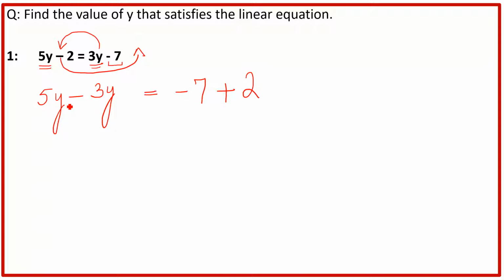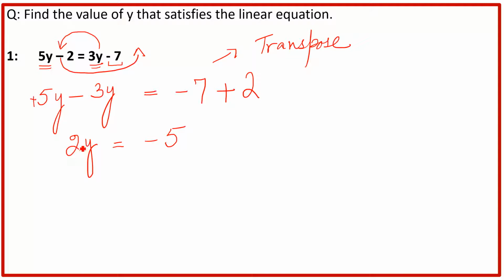So see, 5y positive, if there is no sign, it means it is positive. 5y minus or negative 3y, which is equal to 2y, because one is positive, one is negative. Same thing, negative 7 plus 2, which is equal to negative 5. Here in this step, what we did is transpose. Transpose means transfer one term to the other side, right? So we did.